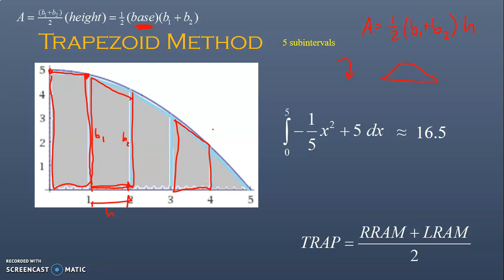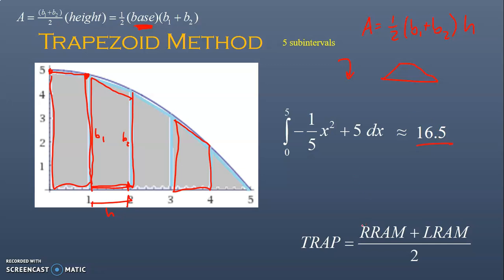In this case, the trapezoid method would be an underestimate because it's always underneath this curve. It's not always going to be an underestimate, but for this curve, it would be. And again, we would just calculate the area of 5 different trapezoids. I'm not going to go through all the math on that. We'll do an example with trapezoids later on. But if I did all the math, it would work out to be 16.5.